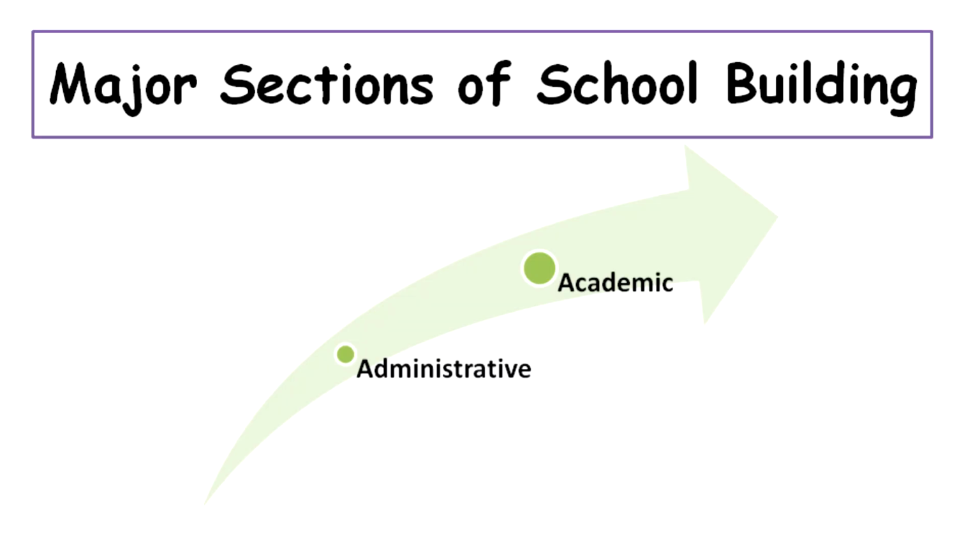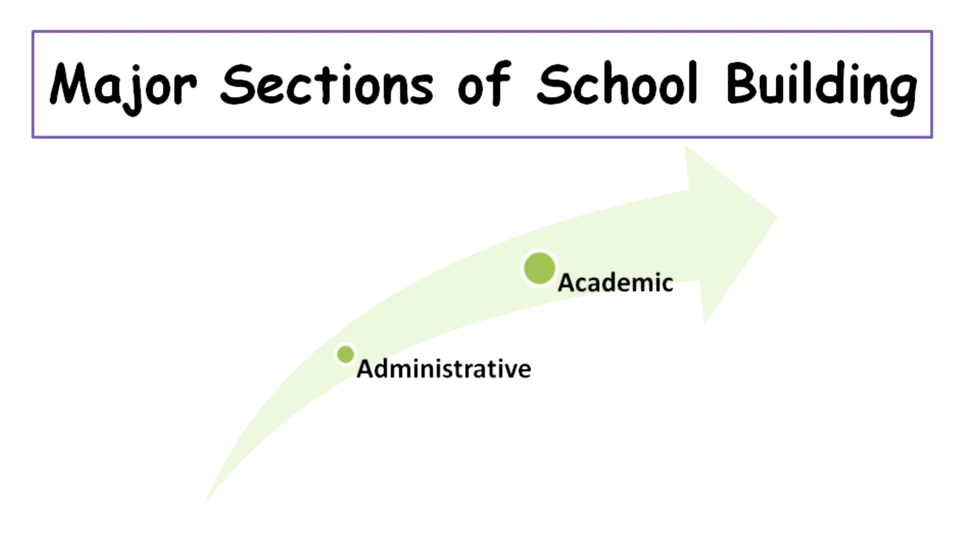So coming to the major sections of the school building, we can categorize it into two, that is the academic block and the administrative block. So here these two are an important tangible resource, where the academic block includes the important officers, the head office, the staff room office, so the school buildings, everything will come under the academic block.